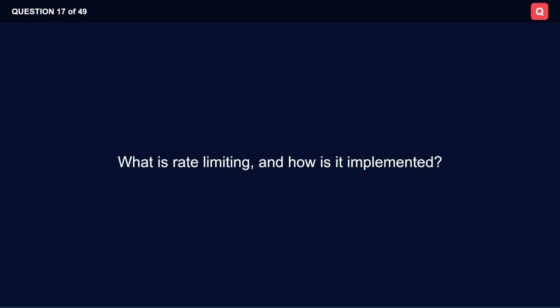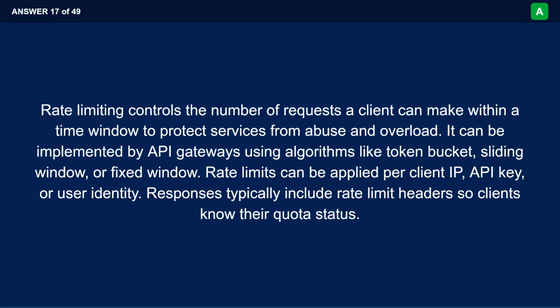What is rate limiting, and how is it implemented? Rate limiting controls the number of requests a client can make within a time window to protect services from abuse and overload. It can be implemented by API gateways using algorithms like token bucket, sliding window, or fixed window. Rate limits can be applied per client IP, API key, or user identity. Responses typically include rate limit headers, so clients know their quota status.